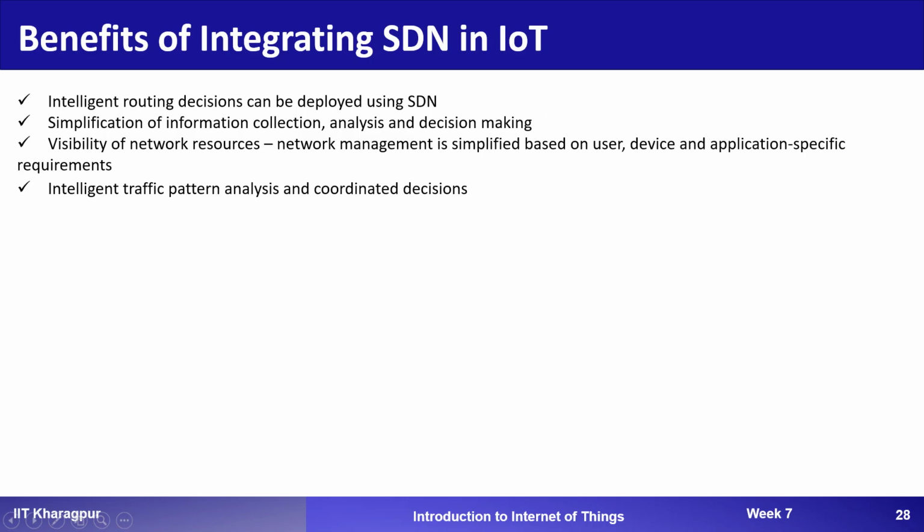We were discussing the benefits of integrating SDN in IoT. First, your intelligent routing decisions can be deployed using SDN. Second is simplification of information collection, analysis and decision making. Third is visibility of network resources, that is, network management is simplified based on user, device and application specific requirements. Fourth is intelligent traffic pattern analysis and coordinated decisions.